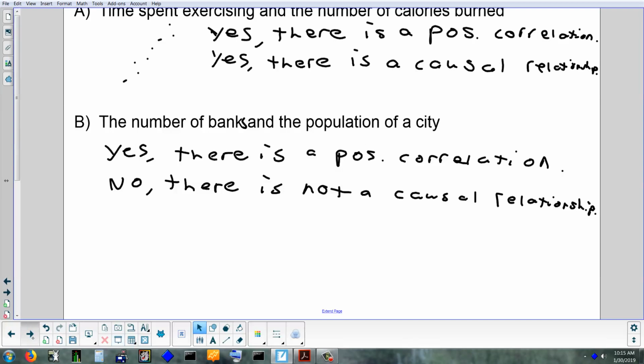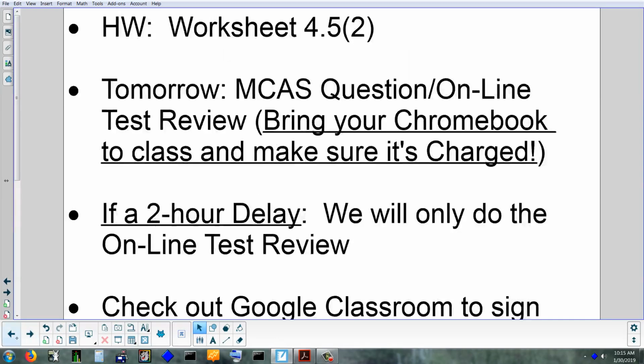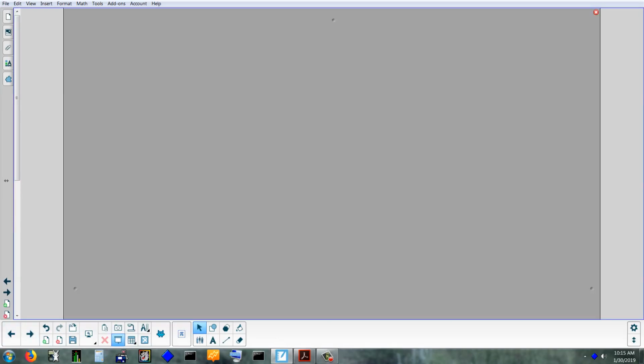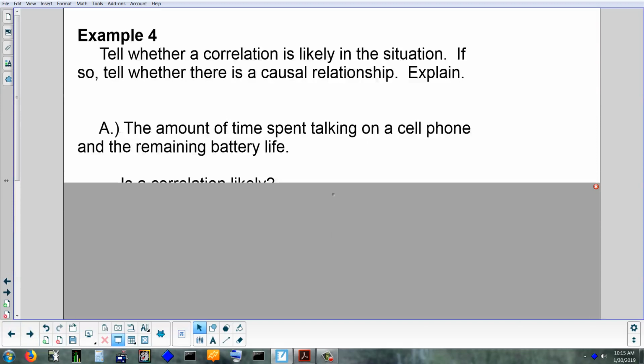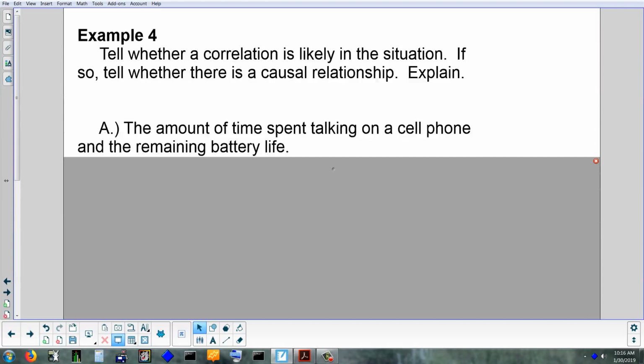Okay. Let's look at this one. Okay, and then we'll go back to the teacher problem. All right. So tell whether a correlation is likely. So that's what you have to determine first. If there's no correlation, you're done. You're done. Can't do anything else. Tell whether a correlation is likely. And if it is, take the next step and say, is it causal? Does changing one automatically change the other?